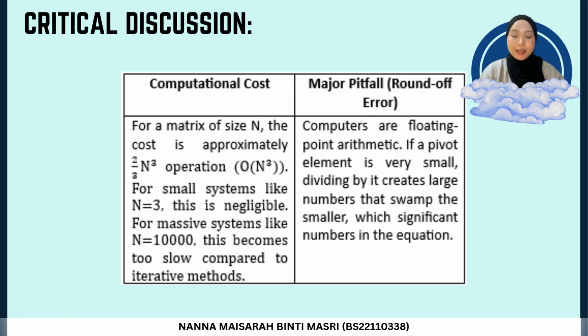Next is critical discussion. Firstly is computational cost. This is a direct method, which means it finds the theoretically exact solution in a finite number of steps. Unlike iterative methods, it doesn't need an initial guess, making it very efficient for a small system like this 3x3 matrix. Next is the major pitfall. Because computers use finite precision, dividing by a very small number can lead to significant errors that swamp the solution. In large-scale engineering problems, this easily requires a strategy called partial pivoting to fix.